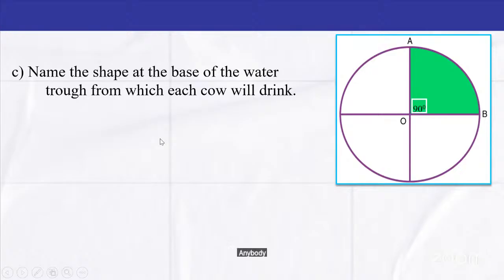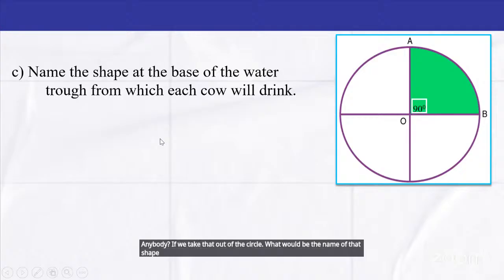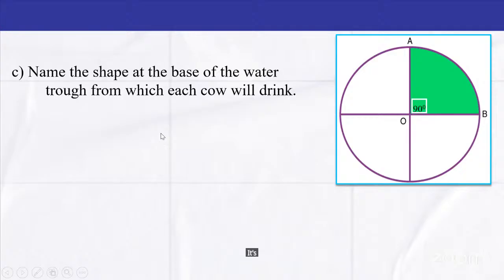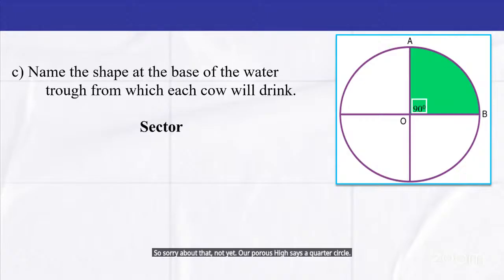Anybody? If we take that out of the circle, what would be the name of that shape? It's in green, the green section. What's the name of it? Anybody? All right. So sorry about that. Not yet. Porus High says a quarter circle. All right. So the name for this section that is in green would be a sector.